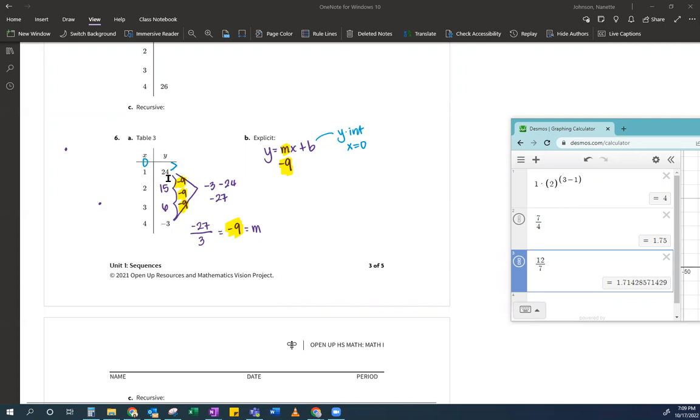So someone in the crowd is like, Ms. Johnson, it's 33. And I'm like, is that right? 33, take away 9, is that really 24? And I'm like, yes. So this is my B. So then I'm going to put plus 33. And then the rest of this just comes down. Y equals -9x plus 33. And then I'm pretty much done.